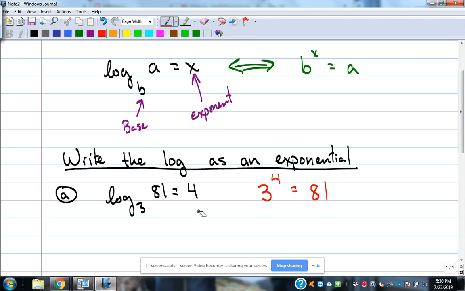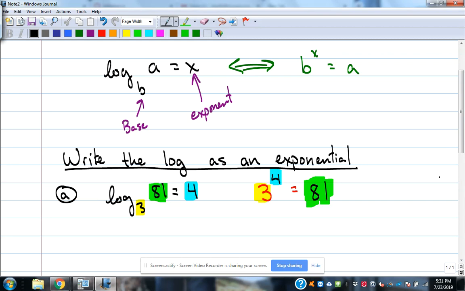So it's always the base. This part goes with that part. This part goes with that part. And then this part goes with that part. Always. That's the way it's going to match up every single time. The base of the log is going to be the base of the exponential. Always. Never going to change as far as that goes.